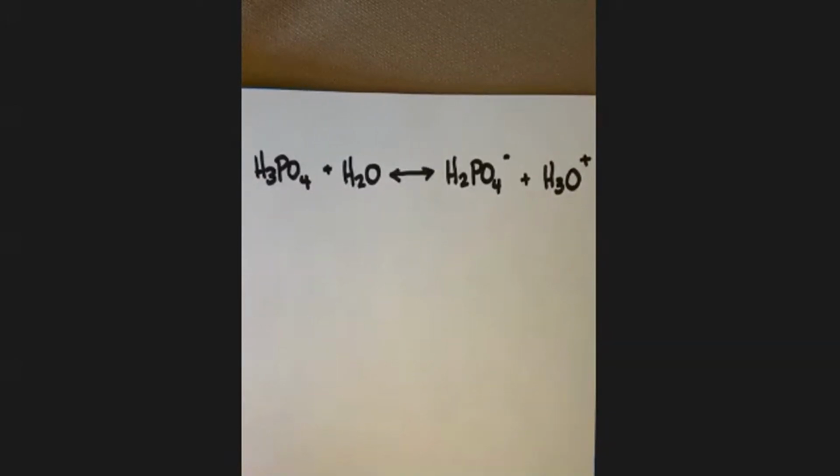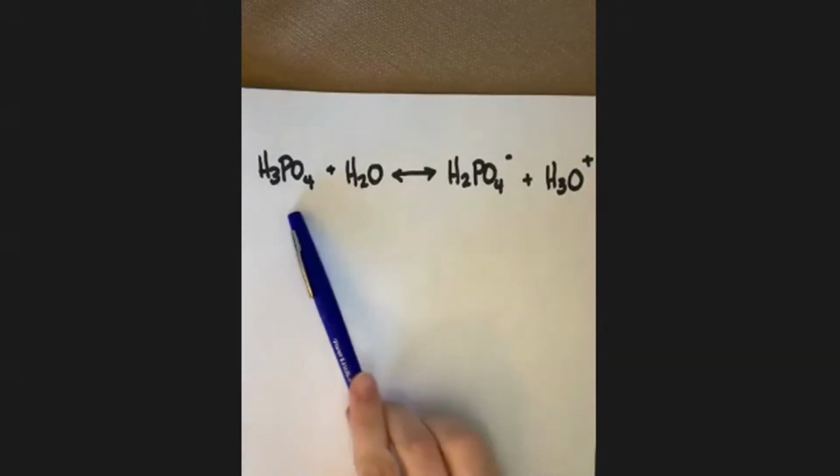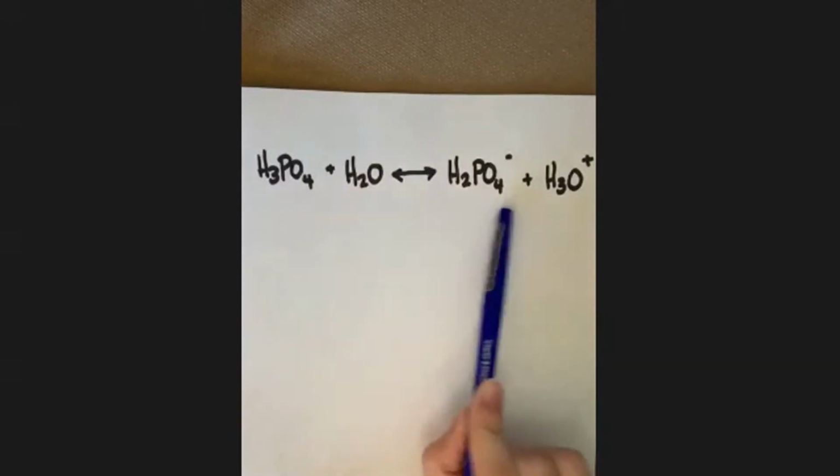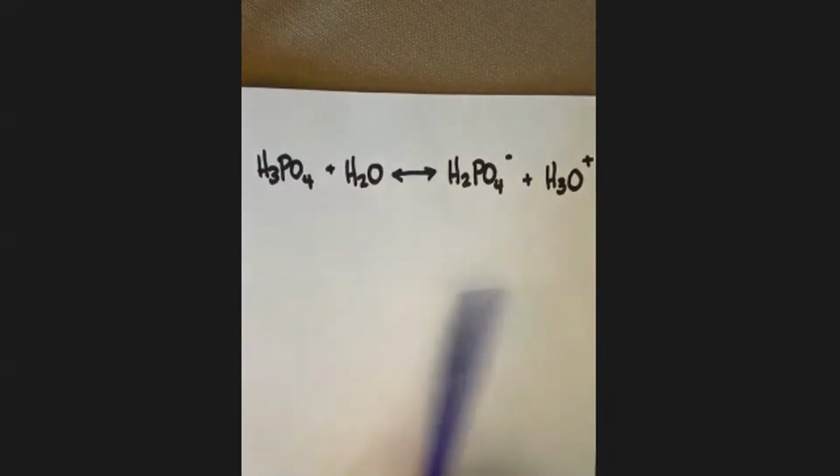On the right side of the arrow is the end result. So these two over here combined in some way to produce these two products over here, okay? On the left side of the arrow, you need to determine who's the acid and who is the base.